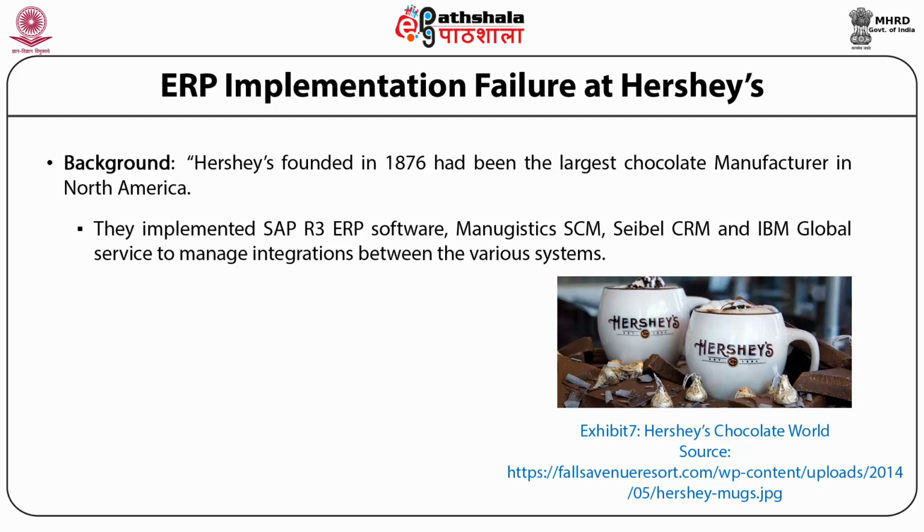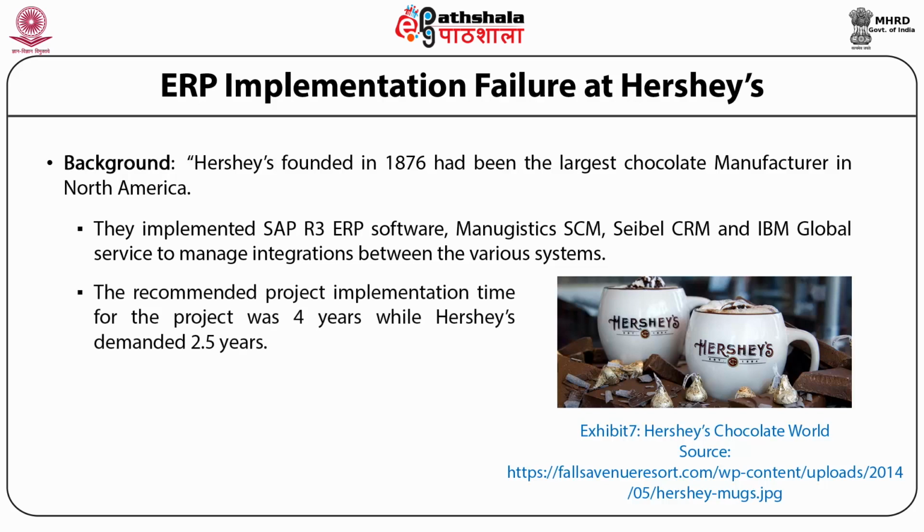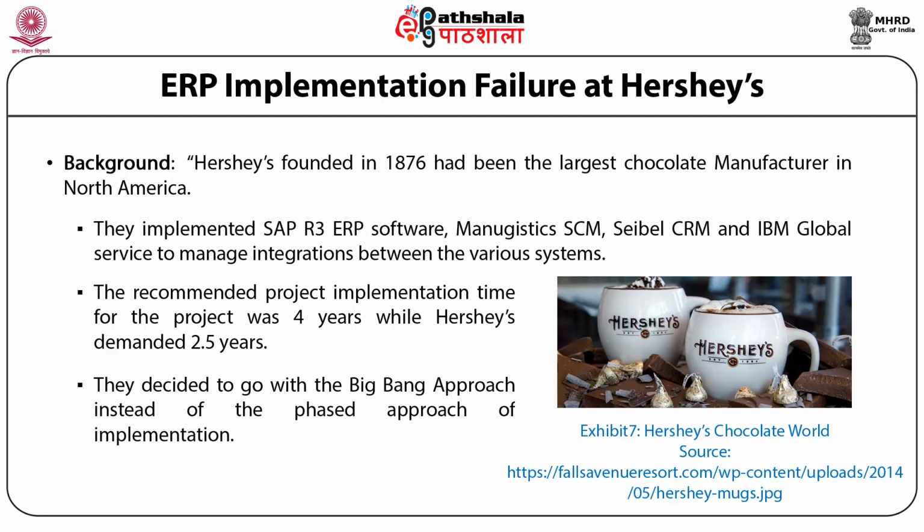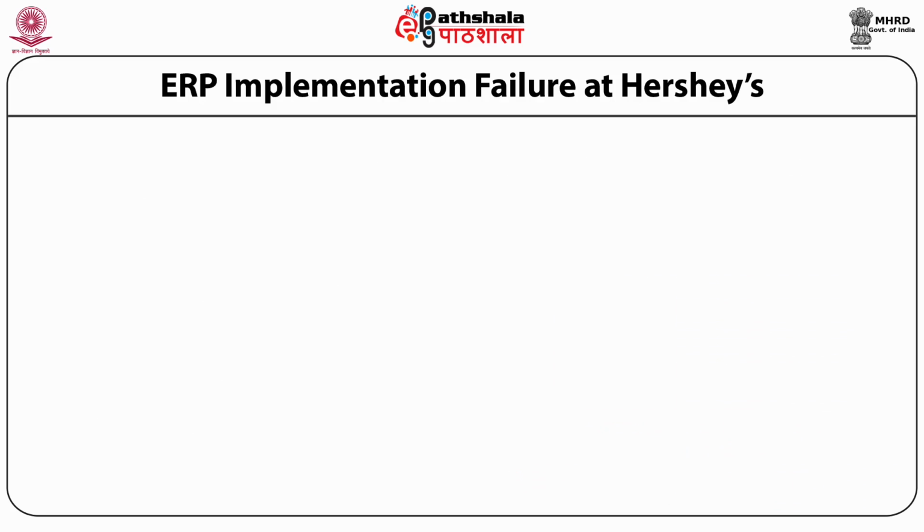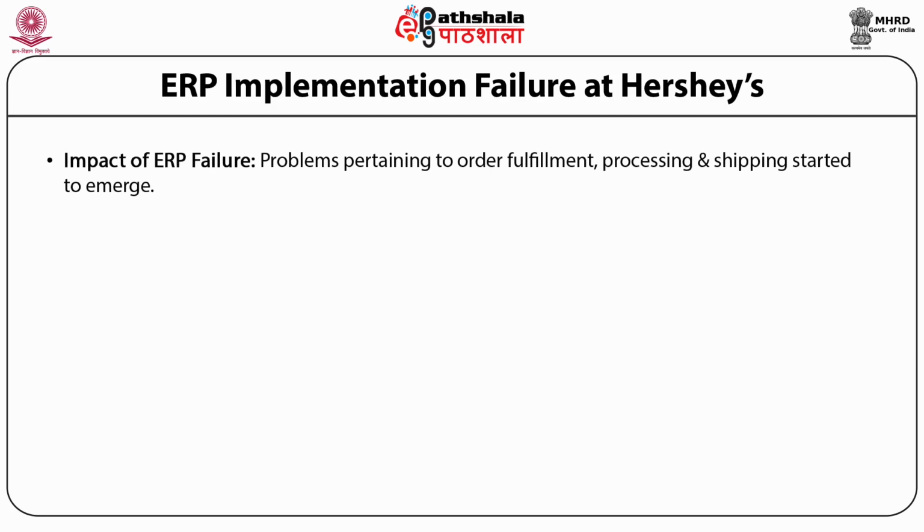Now this was a whopping cost of $10 million. They recommended a project implementation time of 4 years, while Hershey's demanded just 2.5 years. They decided to go with the Big Bang approach instead of a phased approach to implementation. Now let us see what happened as an impact of the ERP failure.